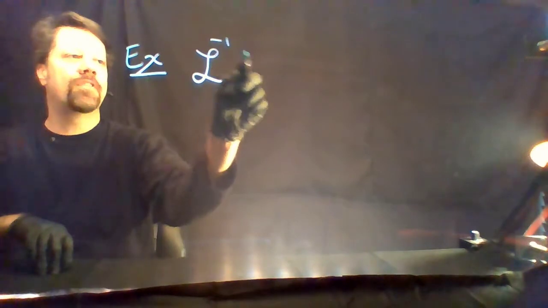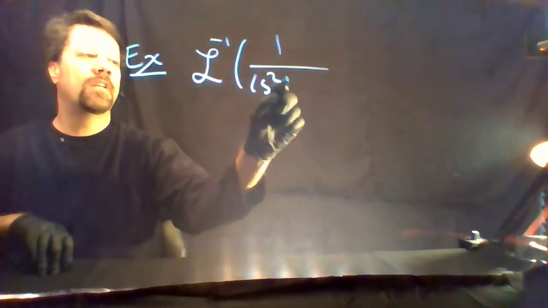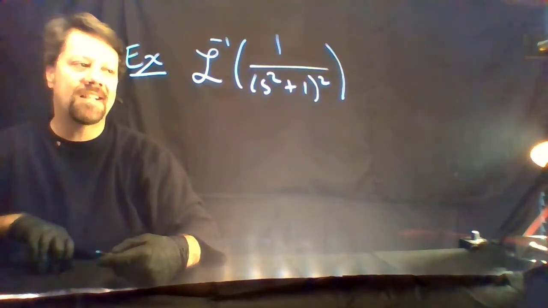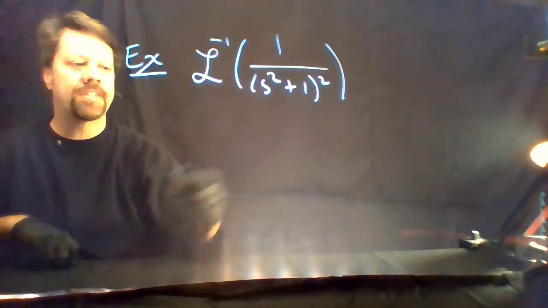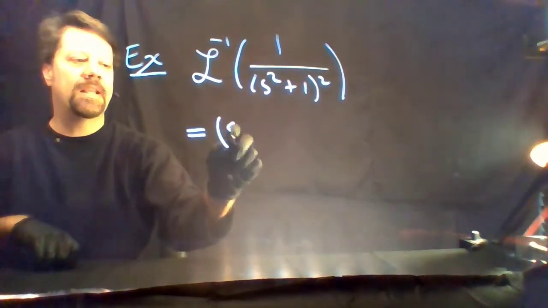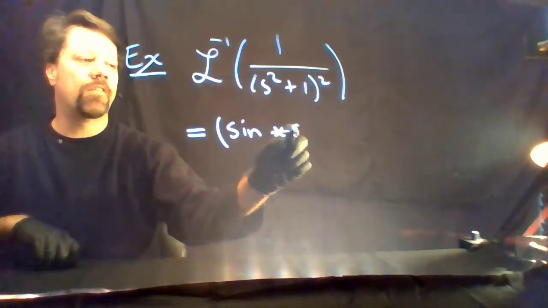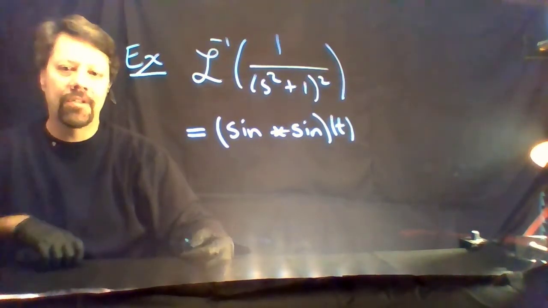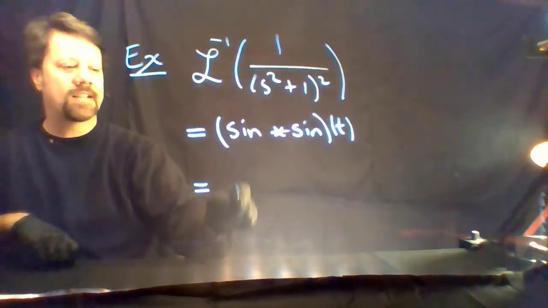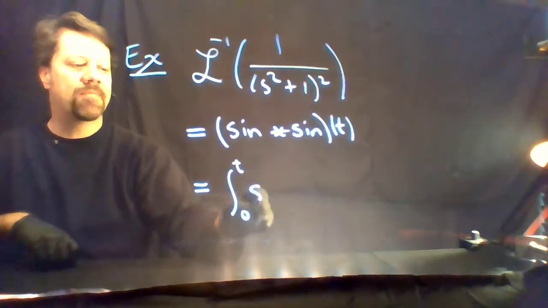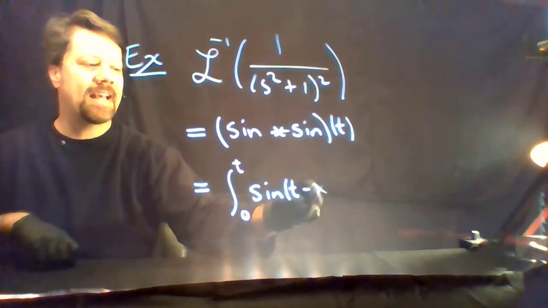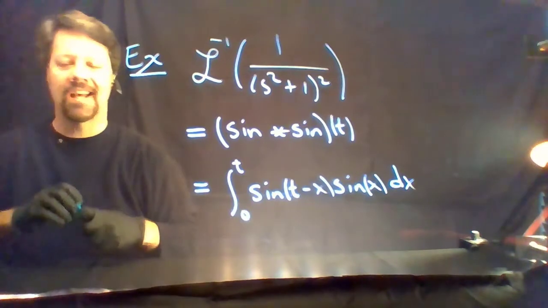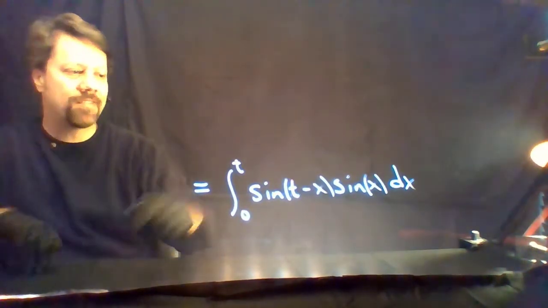I want to calculate the inverse Laplace transform of 1 over s squared plus 1 quantity squared. 1 over s squared plus 1 by itself is the Laplace transform of sine. It follows that this will be the sine function convolved with the sine function of t. How do we calculate the convolution of the sine function with the sine function? Well, we integrate from 0 to t, sine of t minus x, sine of x, dx.